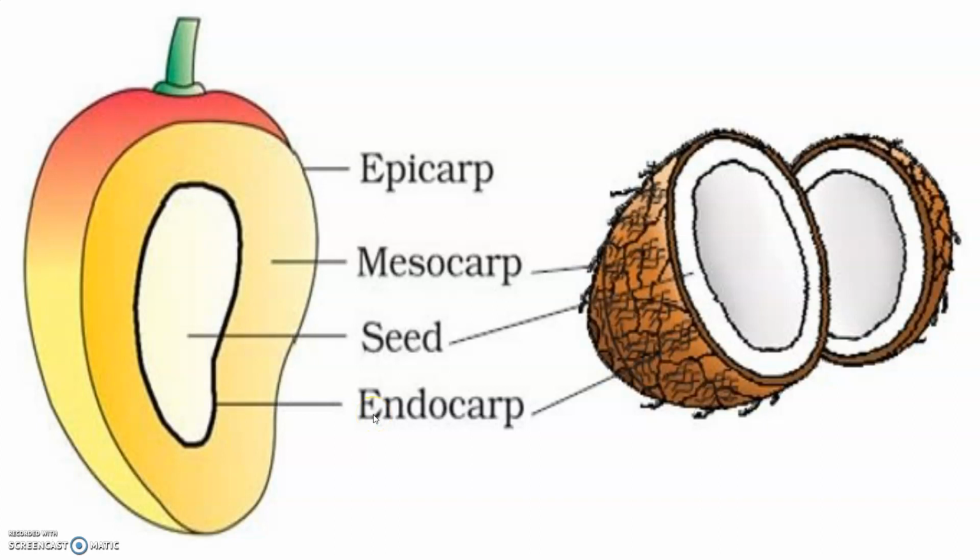In mango and coconut, the fruit is known as drupe. They develop from monocarpellary superior ovaries and are one-seeded. In mango, the pericarp is well differentiated into the outer epicarp, middle fleshy mesocarp, and an inner stony or hard endocarp. In coconut, which is also a drupe, the mesocarp is fibrous.